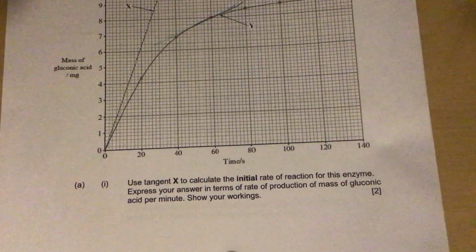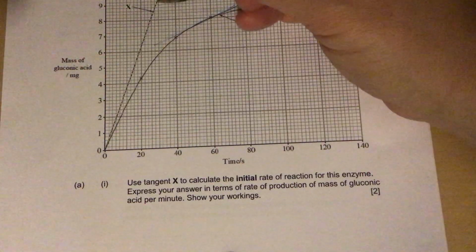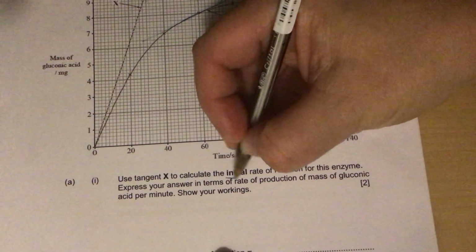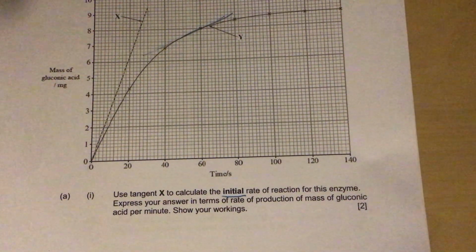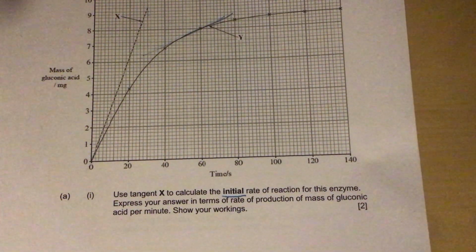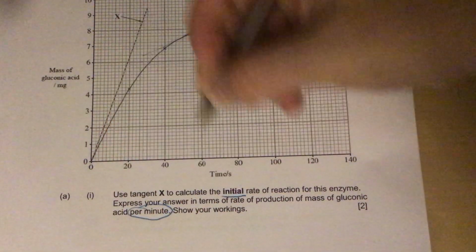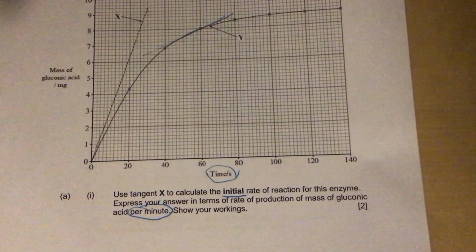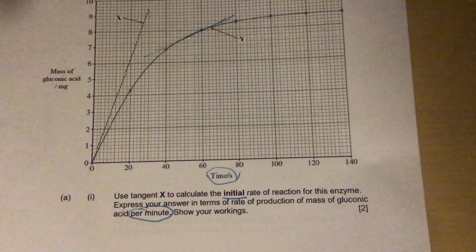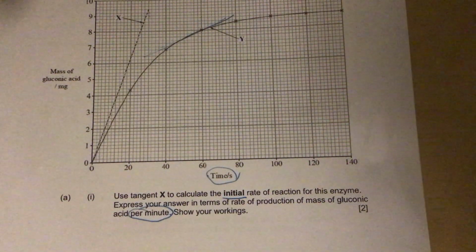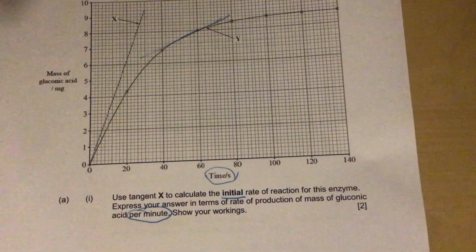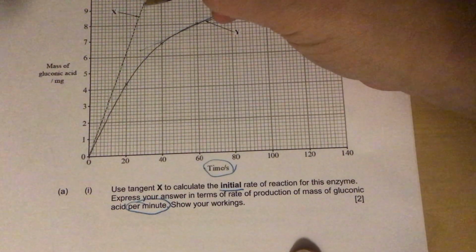So use this tangent, use the line that's already drawn in, don't draw another one. Use this tangent, calculate the initial rate of reaction of that enzyme. Express your answer in terms per minute. Here, have a look. Your scale is in seconds and you're going per minute, so there is a little bit of a trap there. Whenever you're doing tangents and you get to pick the x and the y yourself, do it as big as possible, as wide as you possibly can, because it gets you a bit more of an accurate reading.